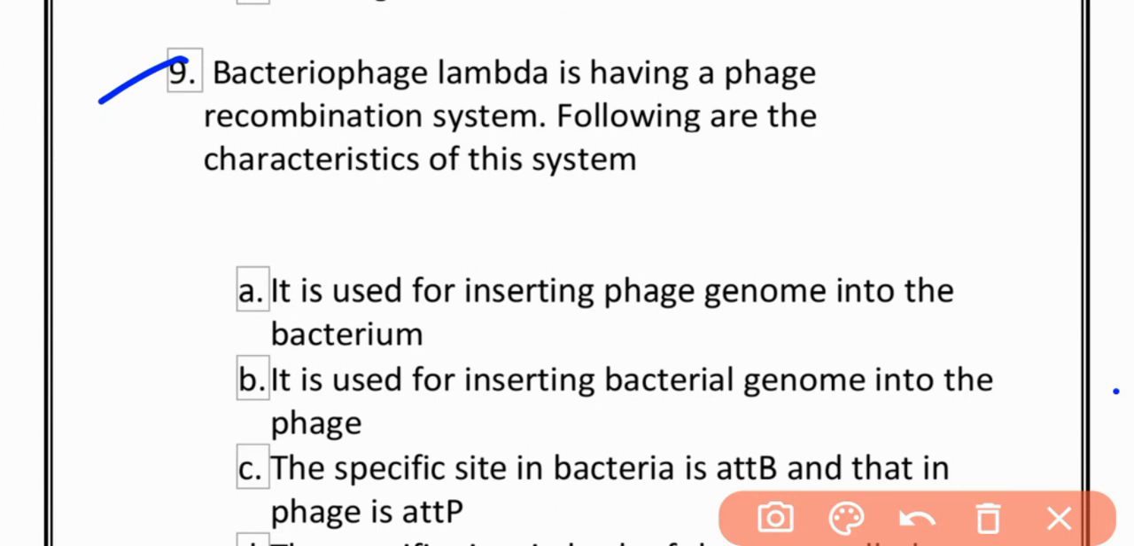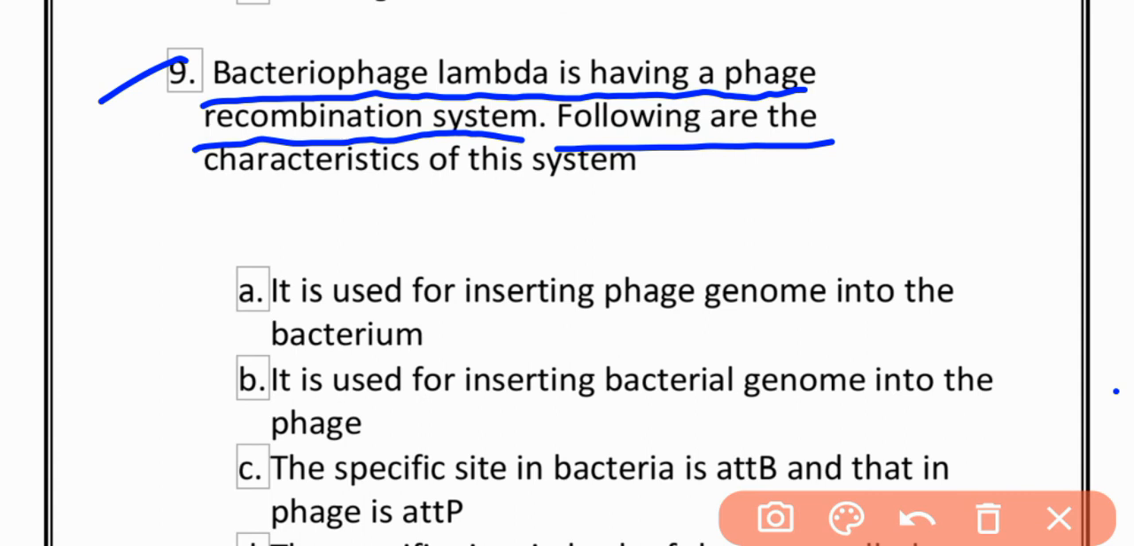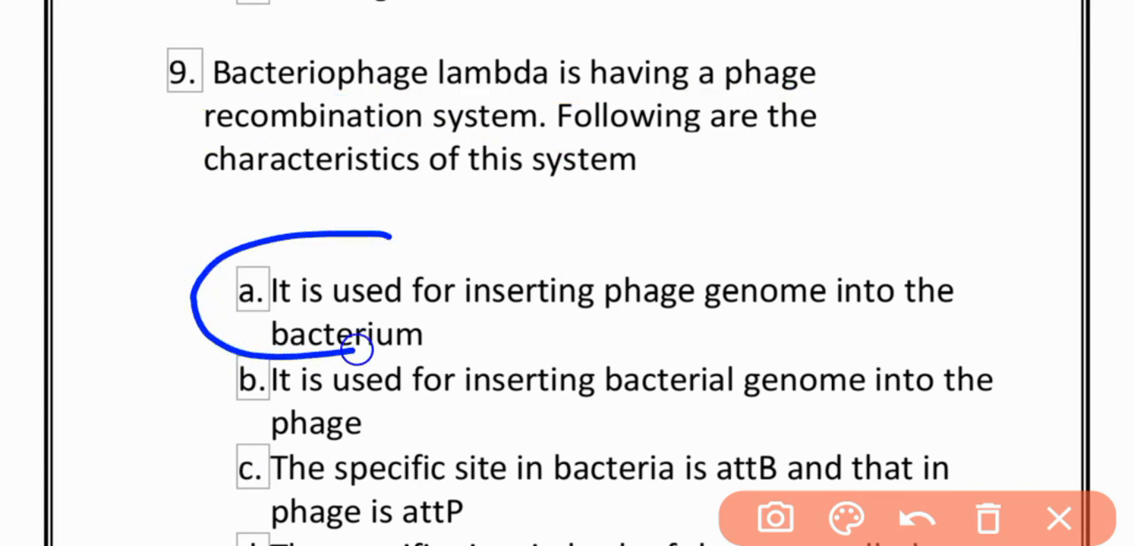MCQs number 9. Bacteriophage lambda has a phage recombination system. Following are the characteristics of this system: A, it is used for inserting phage genome into the bacterium. Option B, it is used for inserting bacterial genome into phage. C, the specific site in bacteria is attB and that in phage is attP. The correct option is option A. It is used for inserting phage genome into the bacteria.